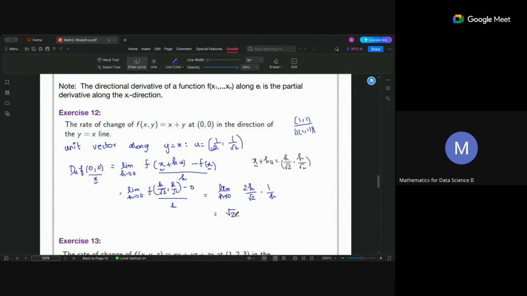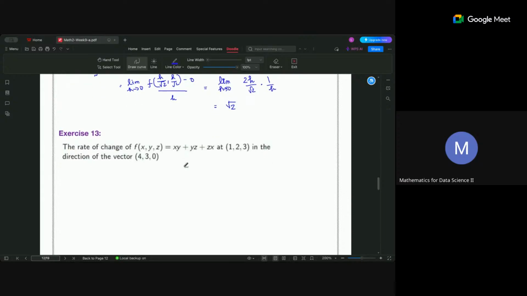So whatever we did for partial derivatives, the exact same thing. The only difference is that instead of e1 or e2, now you are having u. Now can you do this same process for this function? You are given this vector and you need to find the rate of change in this direction. So what is your u?